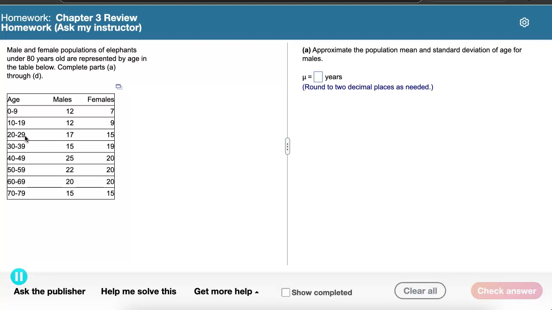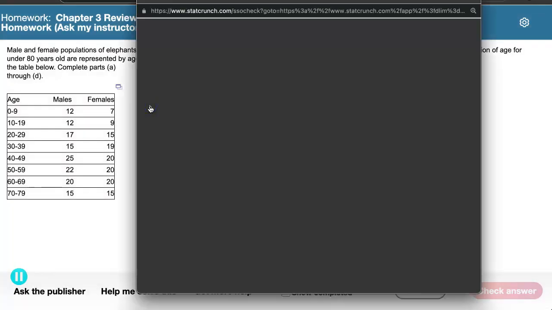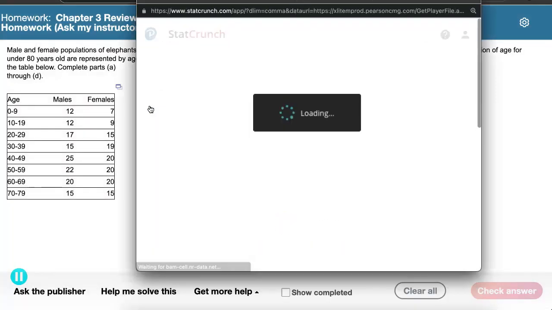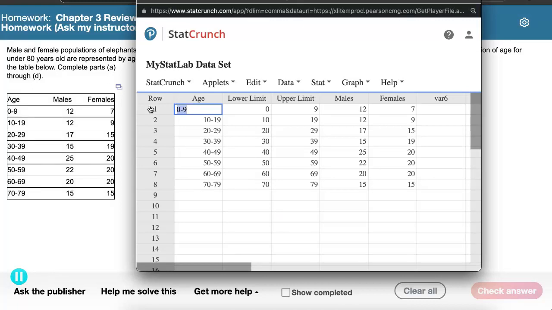Okay, so I'm going to show how to solve this problem using StatCrunch. So let's open our data in StatCrunch. We've got lots of information here. You've got the bins or the groups here in this first column. Those are the ages. There's some additional stuff here about the lower limit and the upper limit.